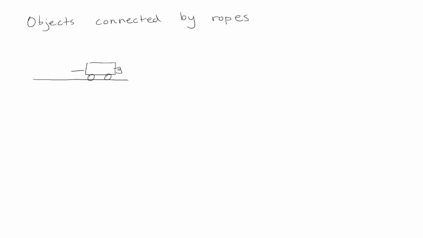Now the next thing we want to look at is a special use case of Newton's third law. And this comes up all the time in forces questions. And that's objects that are connected by ropes. So you can imagine if you have a tow truck that's pulling a car, or you have two masses that are connected by a pulley and ropes.